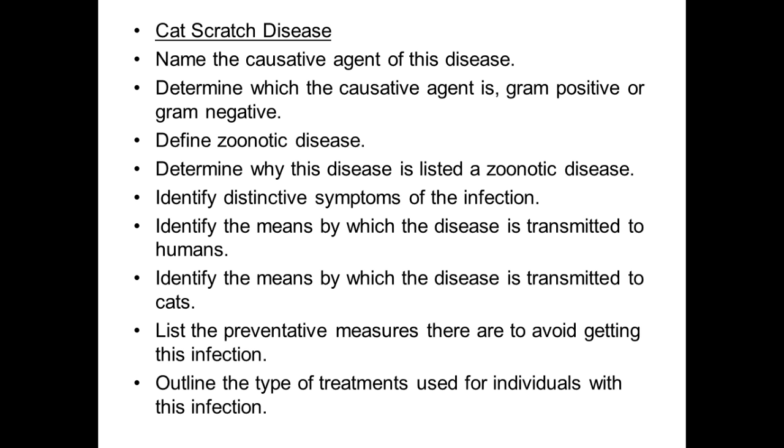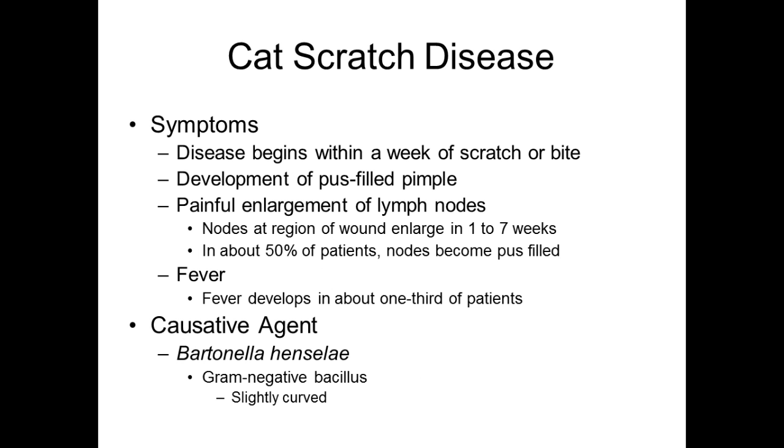So the next one is cat scratch disease. This is an interesting one. The symptoms will begin within a week of a scratch or a bite. And the important thing here is that's the most common thing, but we're still talking about a wound, right? In this case, the wound usually is a scratch or a bite, of course, from a cat, but not always a cat. You'll have an infection at the site in the skin, almost like a pimple that will form, a pus-filled pimple.